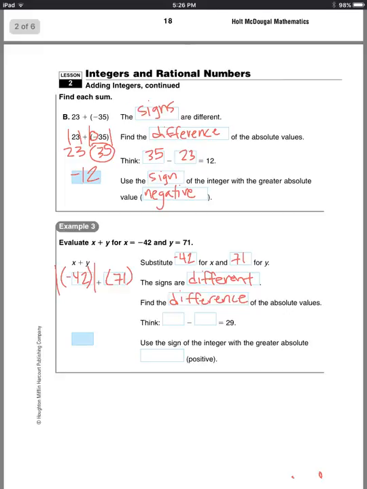So we're going to do the absolute value of negative 42, the absolute value of 71. So we have 42 here and 71 here. So in our think, we have to put the larger number first, which is 71, followed by the smaller number. Okay? And when we subtract those, we get 29. And now we have to look back here, 42 and 71. 71 is larger and it has a positive sign in front of it, so our answer is going to be positive. So we're going to use the positive sign for our greater absolute value. So our answer is 29.